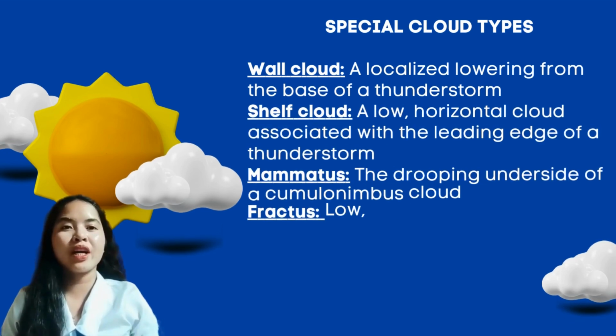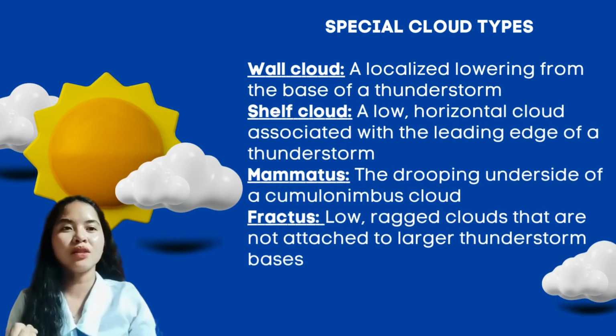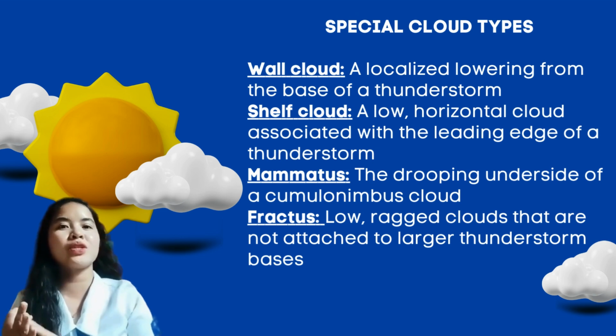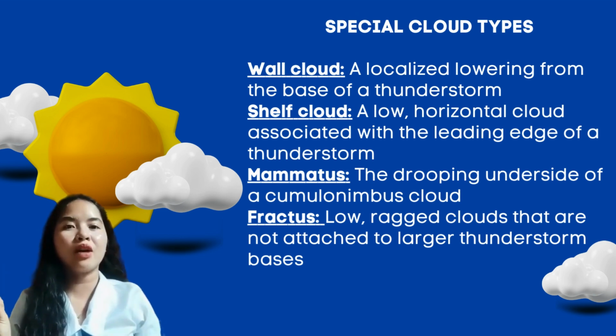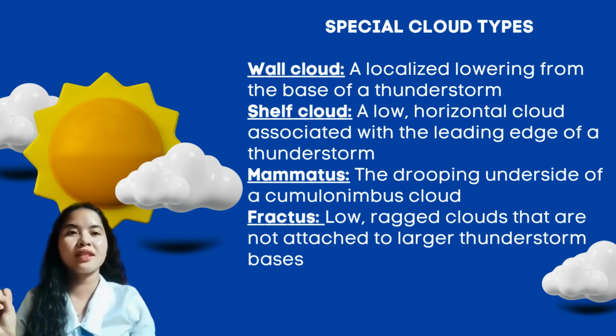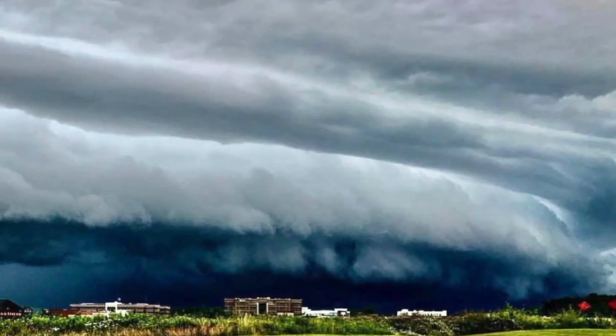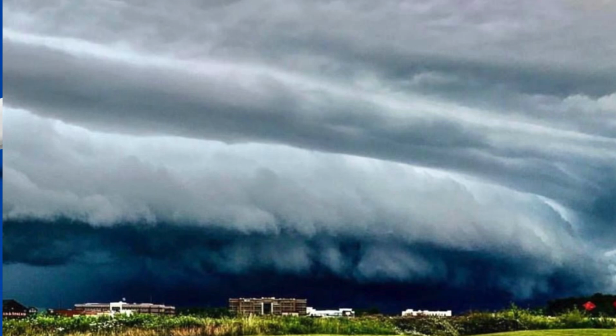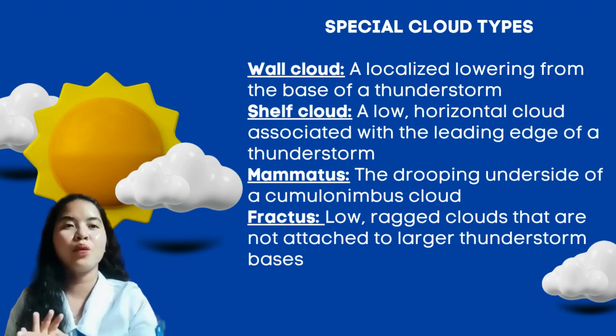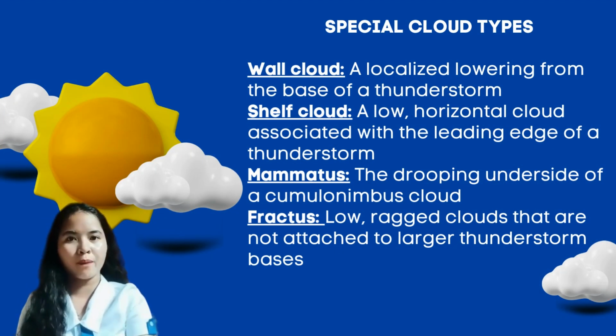Meteorologists also classify special clouds like wall cloud, shelf cloud, mammatus, and fractus. Wall cloud is a large, localized, persistent, and often abrupt lowering of clouds that develops beneath the surrounding base of a cumulonimbus cloud and from which tornadoes sometimes form.